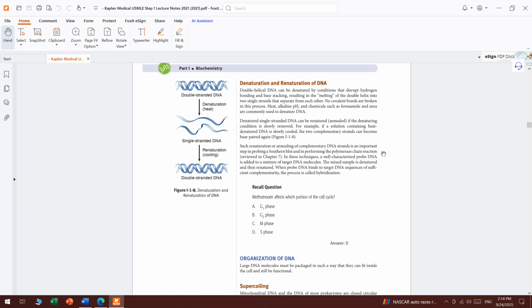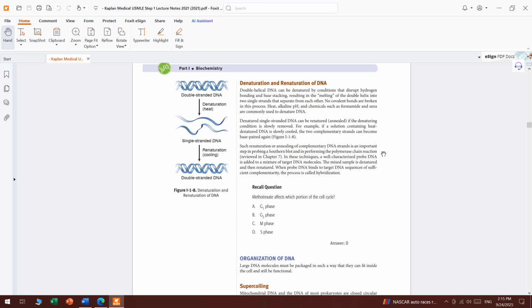Methotrexate is a chemotherapeutic agent that functions as a folate antagonist. It specifically inhibits the enzyme dihydrofolate reductase, which is essential for the synthesis of tetrahydrofolate. Tetrahydrofolate derivatives are crucial cofactors for the synthesis of purines and thymidylate, which are necessary building blocks for DNA synthesis. By blocking the production of these components, methotrexate specifically interferes with the S phase of the cell cycle, where DNA replication occurs, thereby preventing cell proliferation and targeting rapidly dividing cancer cells.